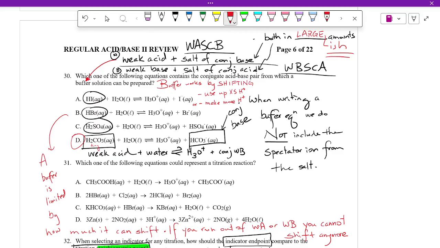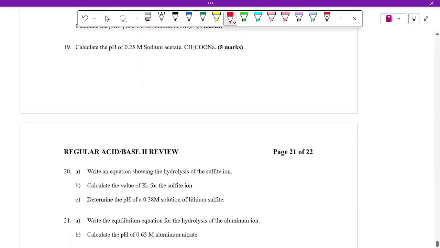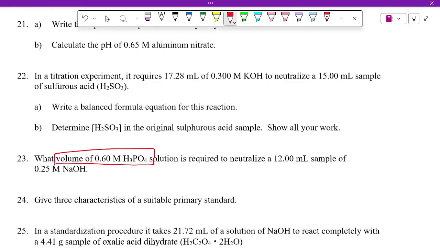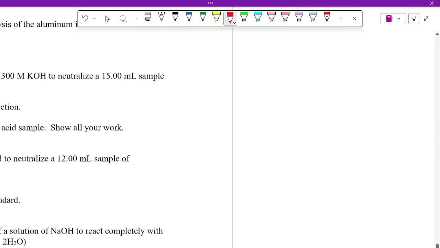Other questions? Number 23? Sorry. 23 written? Yes, perfect. Okay, 23 written. What volume of H3PO4 is needed to neutralize? Oh, I think I'm going to grab that question and do it over on the side. Here we go. Give ourselves some space to work.